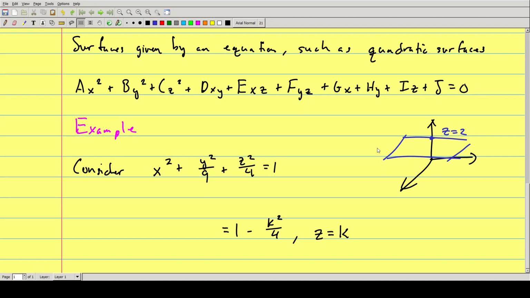Okay. So this is what we're doing. So we can set z equal to 2. That gives us a different version of the equation here.